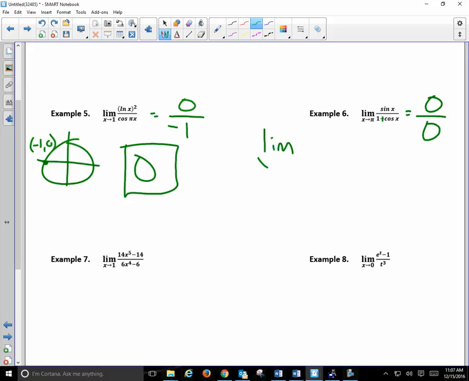I've got the limit as x goes to pi of, what's the derivative of sine of x? We've got cosine of x over negative sine of x. Now I plug in pi. What's cosine of pi? Sine of pi? Uh-oh. Is that indeterminate?